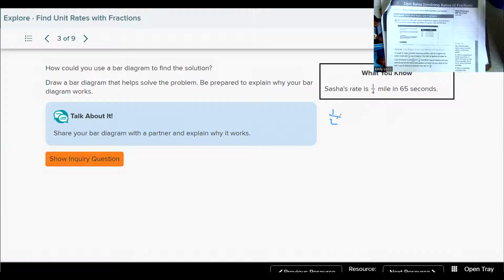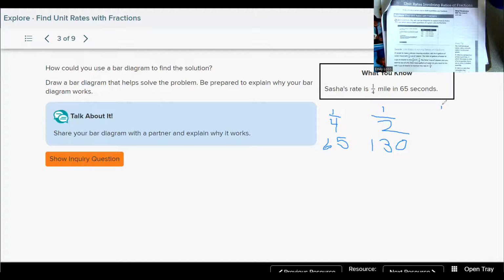If she's going 1/4 mile in 65 seconds, can we figure out how long it takes her to run 1/2 mile? How long would it take her to run 1/2 mile in 65 seconds, Camden? Excellent. So how did you find 130 seconds? What did you do to get 130? Good. So since he knew that 2/4 were in 1/2, he multiplied this by 2.